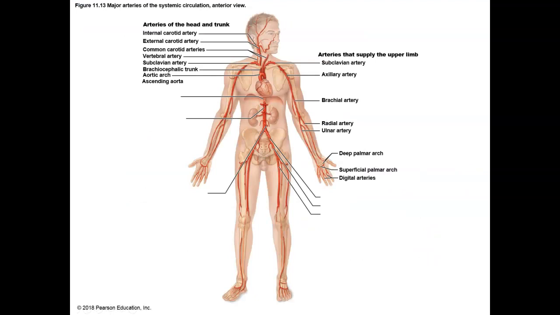So let's look at these arteries now. This is your brachiocephalic trunk. The brachiocephalic trunk will eventually branch off into a right common carotid artery and a right subclavian artery. Then you have the left common carotid artery, and you have a left subclavian artery. Off the left subclavian artery, we have the vertebral artery, and as it passes through, it becomes the axillary artery. And then as this moves into the arm, it becomes the brachial artery.